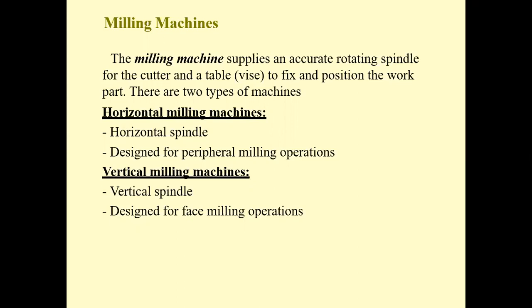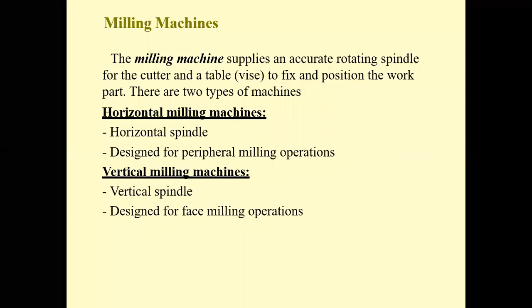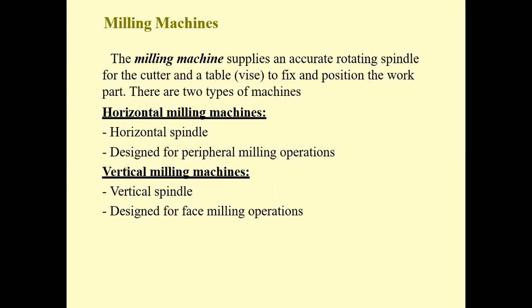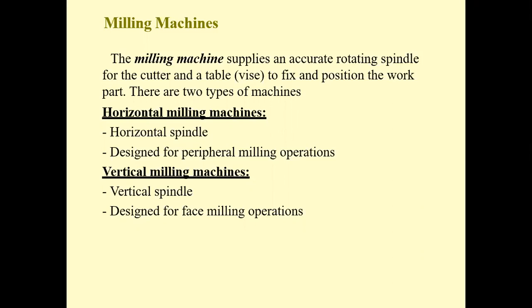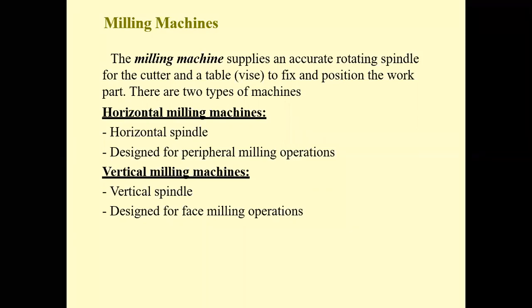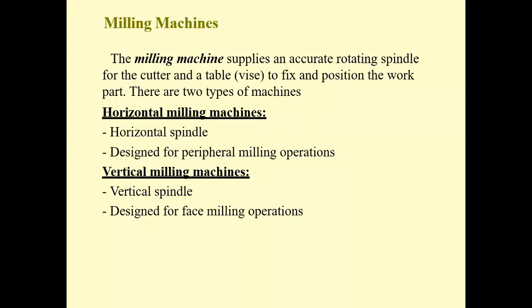It supplies an accurate rotating spindle for the cutter. The cutter is mounted on the spindle through some arbor, but finally it is rotating. So the cutter rotates, and the table fixes the position of the workpiece. Here we assume the workpiece is stationary. The table fixes the position of the work part, so it is fixed at a particular position at a particular instance, and the cutting tool is rotating.